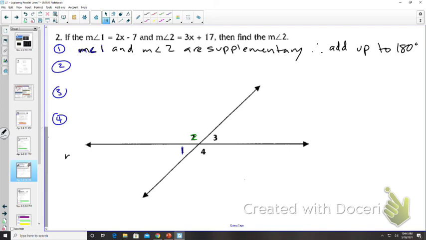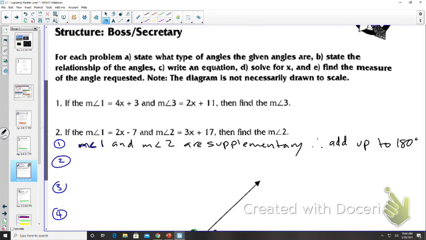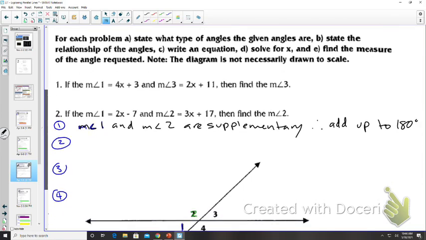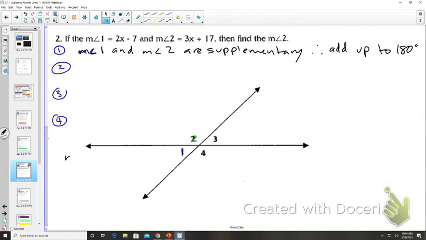Now, what do we do? We did the relationship, so they're supplementary, and they add up to 180. So now we need to write an equation. If they add up to 180, we do measure of angle 1 plus measure of angle 2 equals 180. Now step 3 is solving for x. So let's put in our values here. Measure of angle 1 is 2x minus 7 plus measure of angle 2, which is 3x plus 17, is equal to 180.